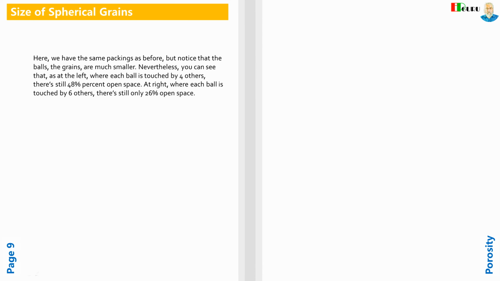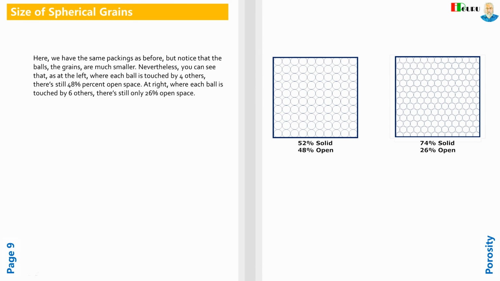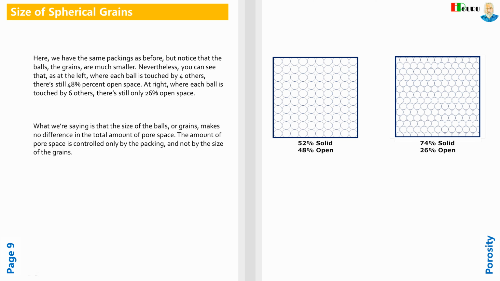Here we have the same packings as before, but notice that the balls, the grains, are much smaller. And nevertheless, you can see that, as at the left, where each ball is touched by 4 others, there's still 48% open space. At right, where each ball is touched by 6 others, there's still only 26% open space. What we're saying is that the size of the balls, or grains, makes no difference in the total amount of pore space. The amount of pore space is controlled only by the packing, and not by the size of the grains.